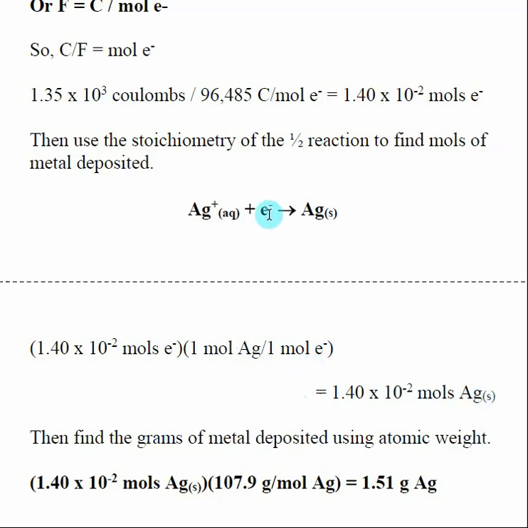But you've got to remember, sometimes the stoichiometry might not be 1-to-1. So if I had Cu2+ plus 2 electrons going to Cu, this number would be a 2. So it's very important to consider the half reaction and the stoichiometry involved in there, because this may not be a 1-to-1 mole ratio. So now I know how many moles of silver is being deposited.